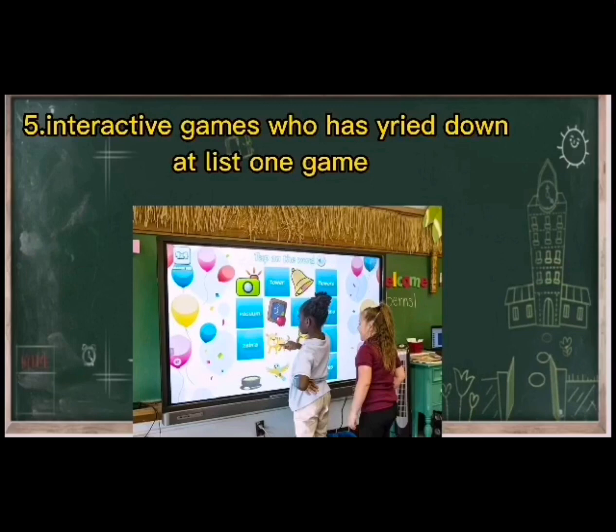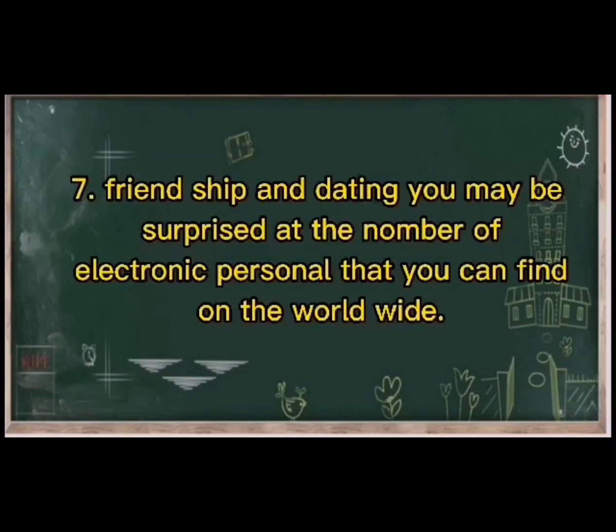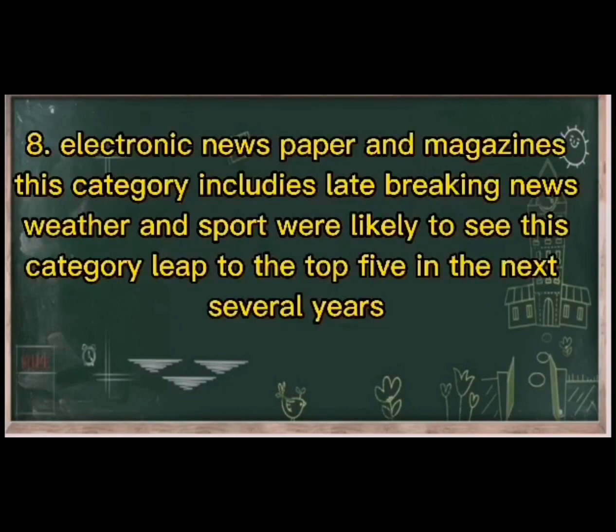Number 5, interactive games. Who has not played at least one game? Number 6, education itself is important. Online courses and workshops have found yet another outlet. Number 7, friendship and dating. You may be surprised at the number of electronic personals that you can find on the worldwide web. Number 8, electronic newspapers and magazines. This category includes late-breaking news, weather, and sports. We're likely to see this category leap into the top 5 in the next several years.